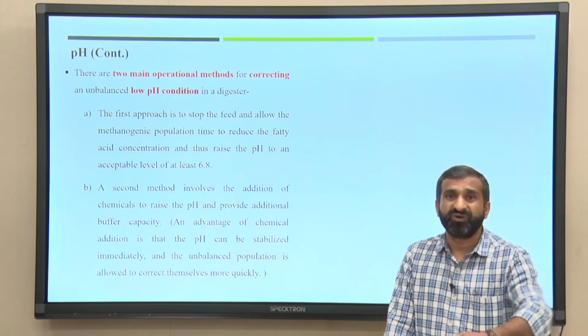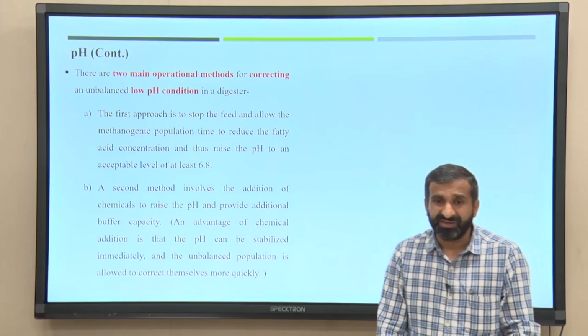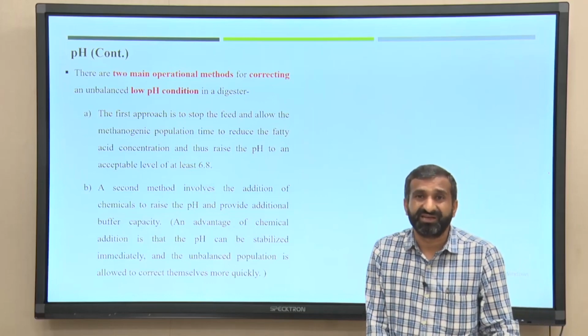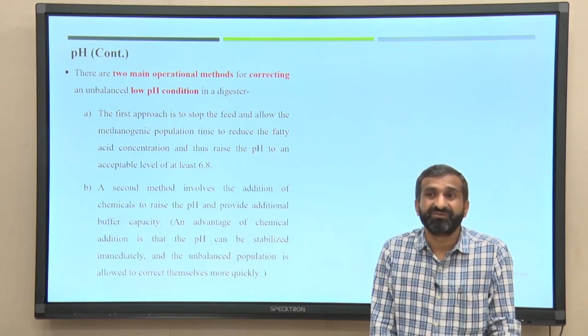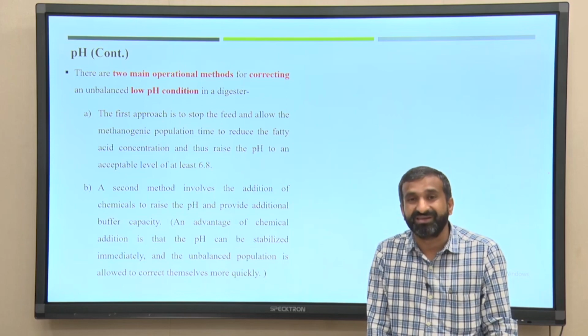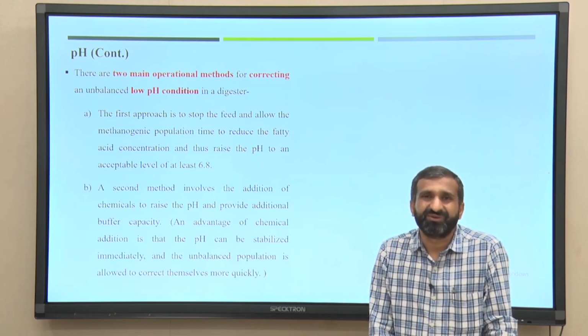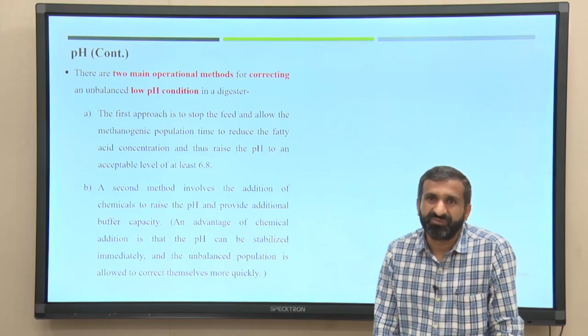So, we need not wait for a longer period to maintain the pH, but it again depends upon the size of the reactor. If there is a very big reactor, maybe 500 tons per day, or 200 tons or 100 tons per day capacity, that much amount of chemical utilization would not be possible.